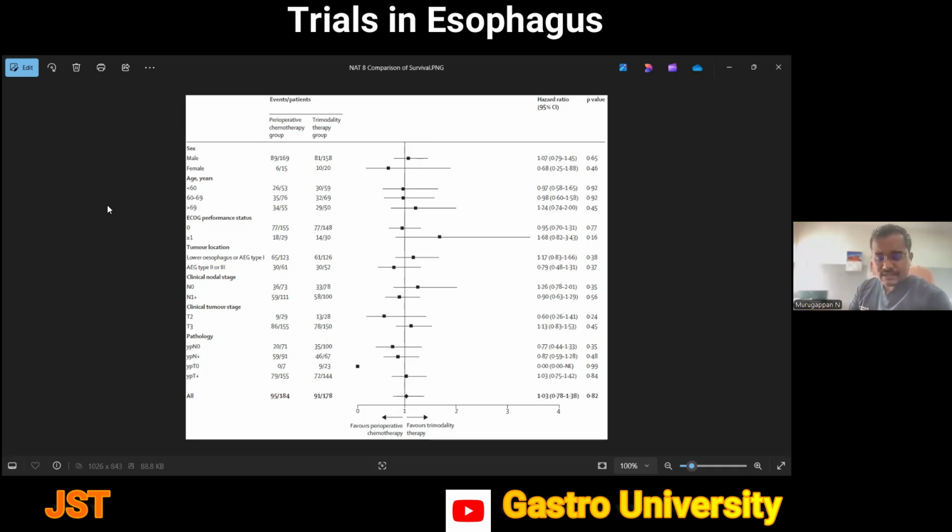Another thing with this trial was the pathological complete response in the CROSS arm was in the tune of 12%. This was comparatively lesser compared to the original CROSS study, which had a pathological complete response in the tune of 23%. So these are the points that I wanted to make.